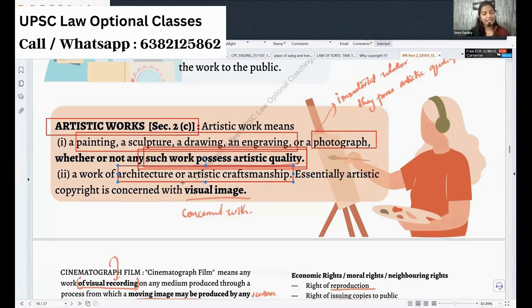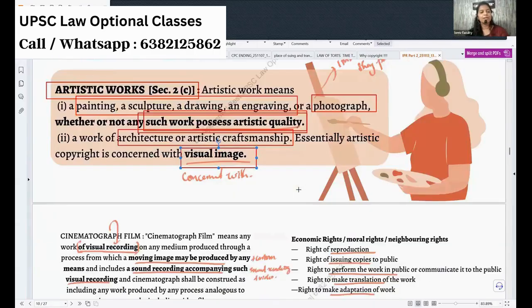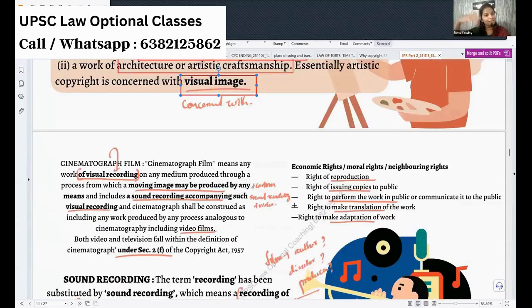So copyright here is concerned with the visual image. Artistic work is concerned with visual imaging, not moving images. Artistic work does not cover moving images; that comes under cinematography. What you perceive by the eyes, per se, the picture, the painting, the drawing, the engraving, those things.